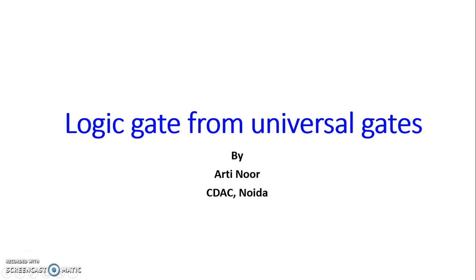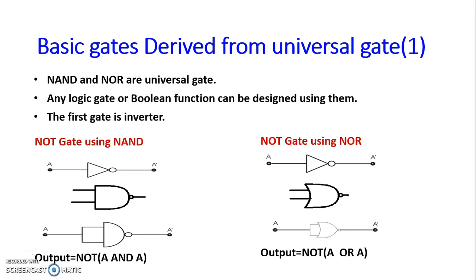Today we will discuss how to realize any logic gate using universal gates. NAND and NOR are the universal gates. The meaning is any Boolean function or logic gate can be realized using these two gates. So first we will learn how we can realize the NOT gate using the NAND gate.